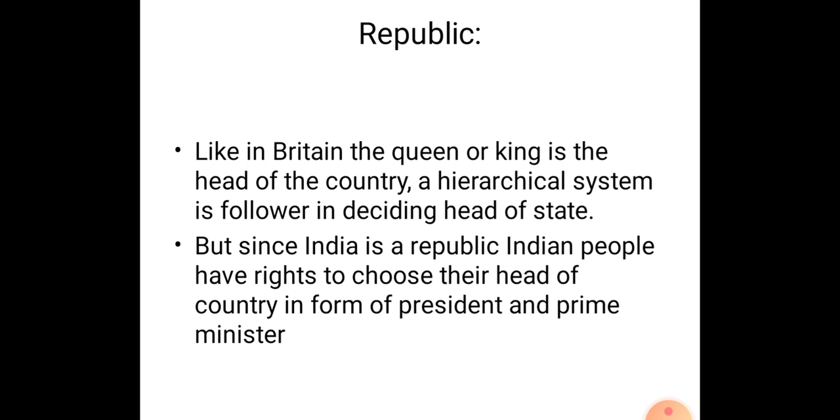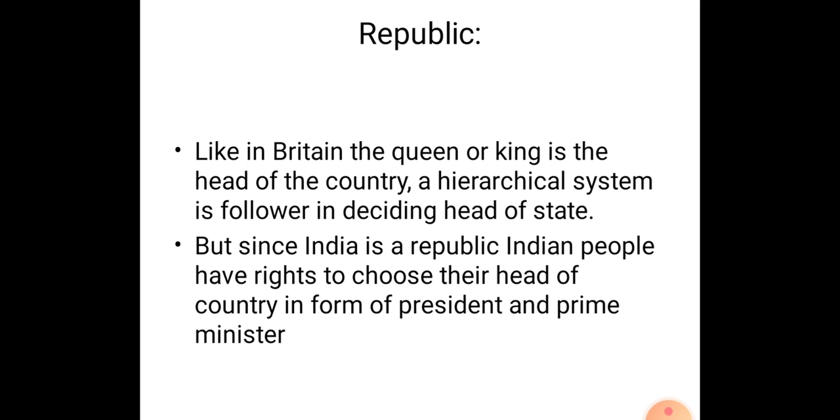Next, republic is one of the concepts. A republic is a form of government in which the country is considered a public matter, not the private concern or property of the rulers. Like in Britain, the queen or king is the head of the country, and a hierarchical system is followed in deciding the heads of state. But since India is a republic, Indian people have the right to choose their head. Republic means we have our own right to choose the head of the country, the president, and the prime minister is elected by the people through their members of parliament.